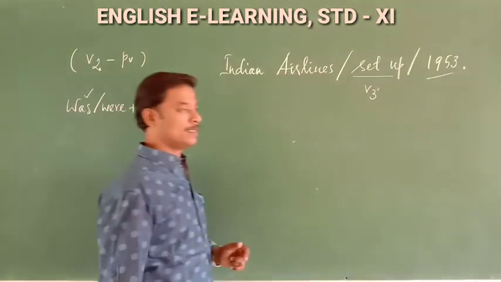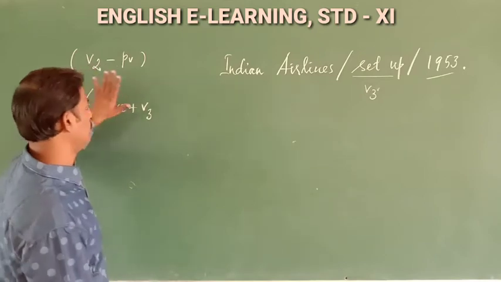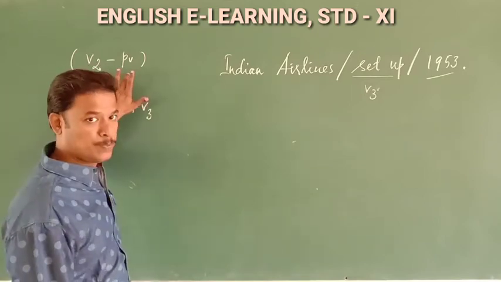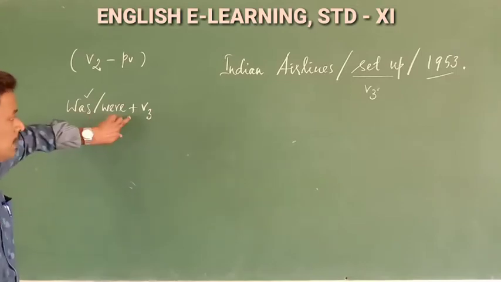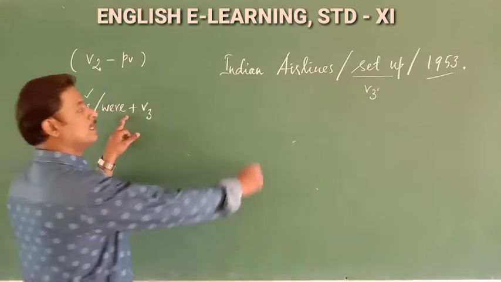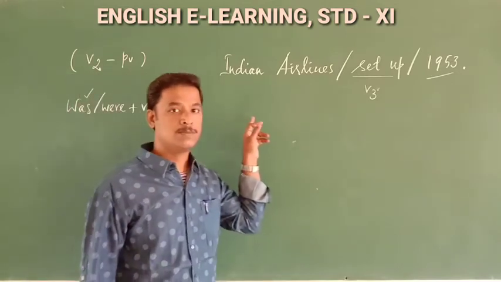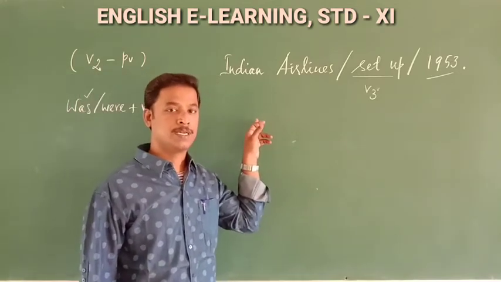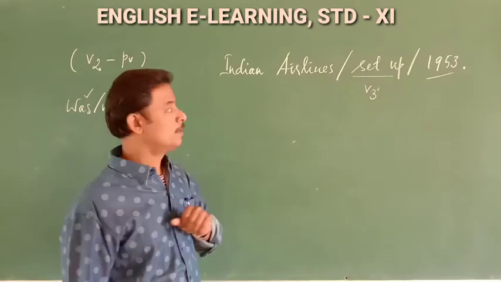Again, look at the year 1953. So it is in past tense, verb 2. The voice should be in passive. The rule should be selected: was or were plus verb 3. Again, Indian Airlines. Is it a singular subject or plural subject? Indian Airlines is a singular subject only.